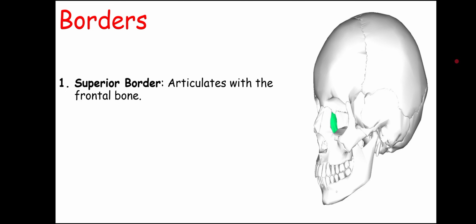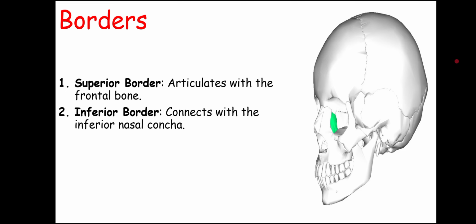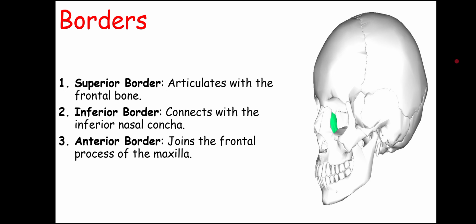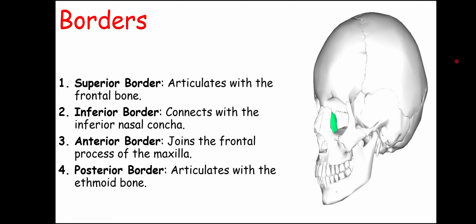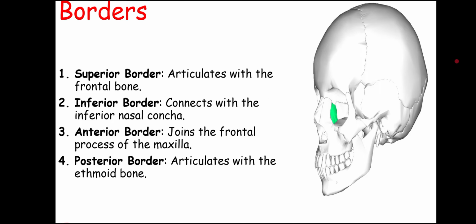Now we will talk about the borders of the lacrimal bone. It has superior border that articulates with the frontal bone. It has inferior border that connects with the inferior nasal conchae, anterior border that joins the frontal process of maxilla, and posterior border that articulates with ethmoid bone. So it has four borders: superior border, inferior border, anterior border and posterior border, as you can see in diagram.